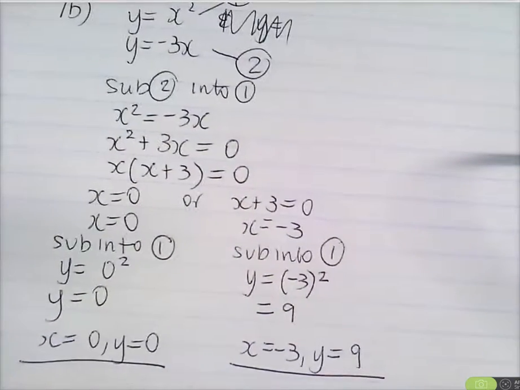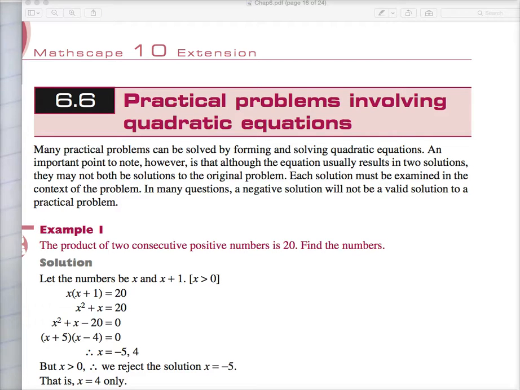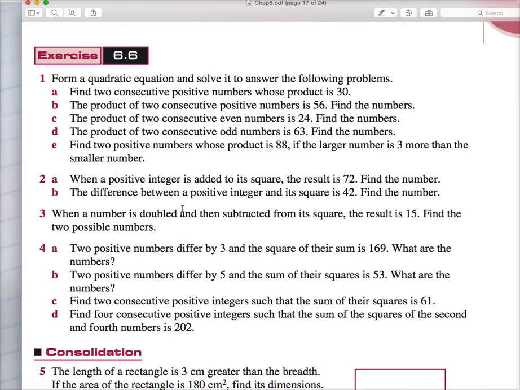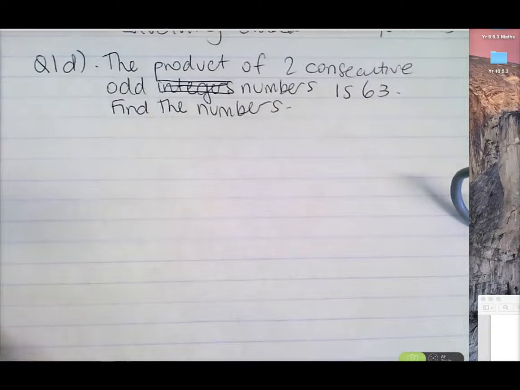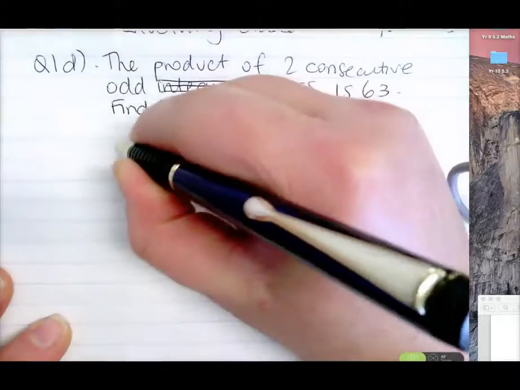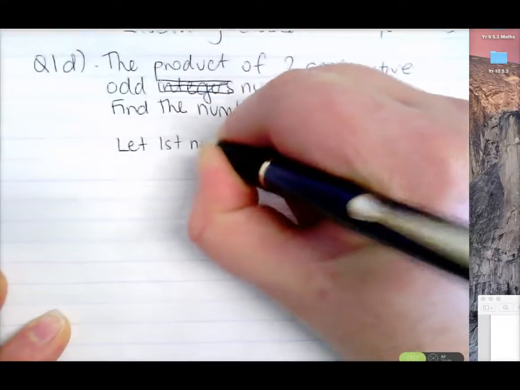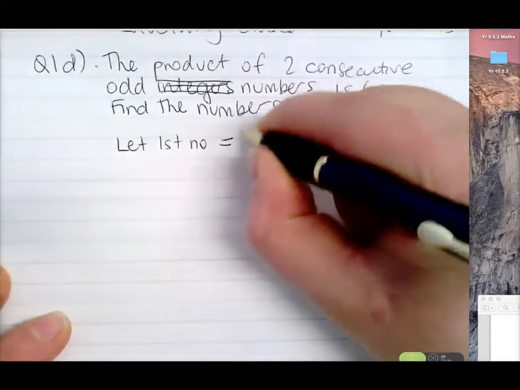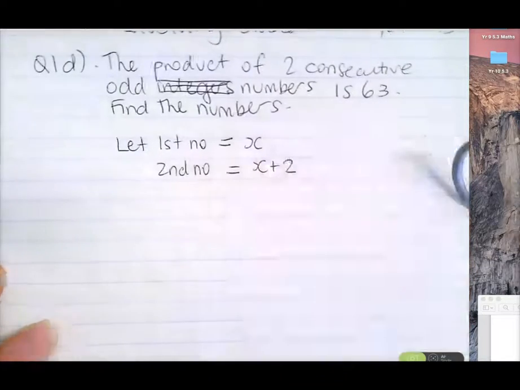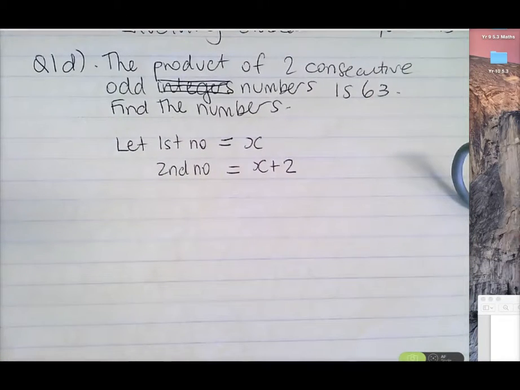Now, looking at the next exercise, exercise 6.6, practical problems involving quadratic equations. Okay, girls, I'm going to choose some of these questions to do now. We've got the product of two consecutive odd numbers is 63. Find the numbers. Girls, you might let your first number equal what? N or x? So what would your second number be? x plus 2.